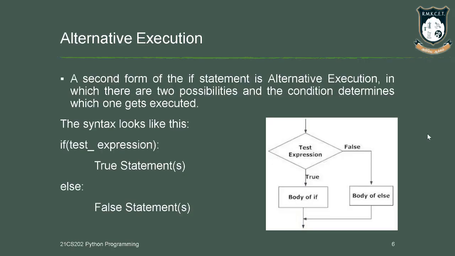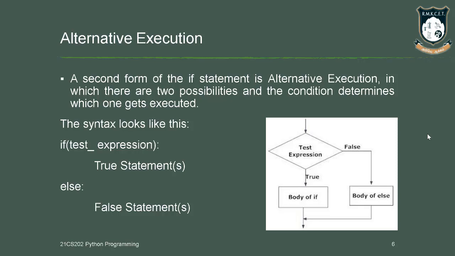Next is the alternative execution. Here we can give a condition and check it. If the condition is satisfied and the Boolean expression provided is true, you will get one output. And if the Boolean expression given is false, that is, if the condition fails, for that failed case also you can provide an output or give a statement. So that is the case of this alternative execution.